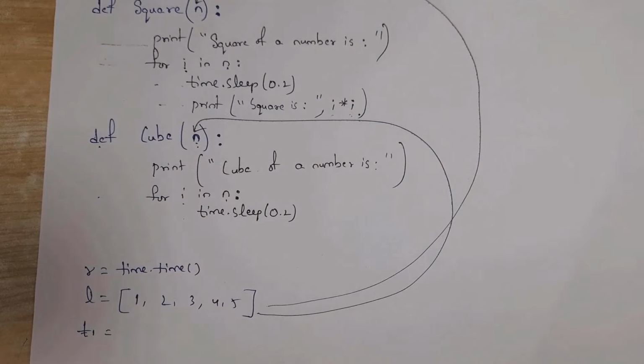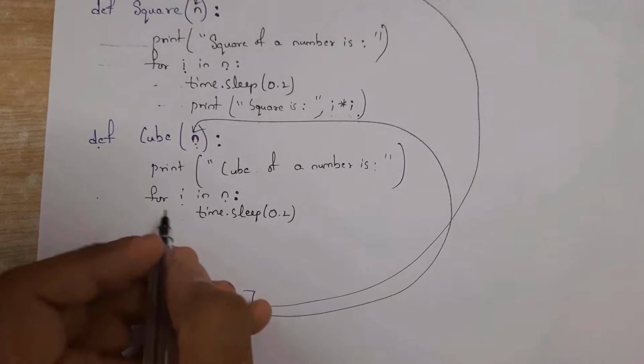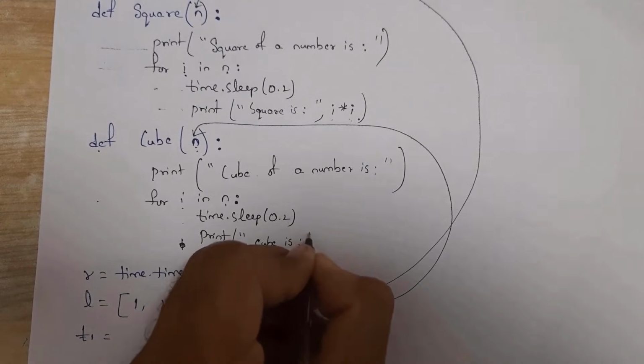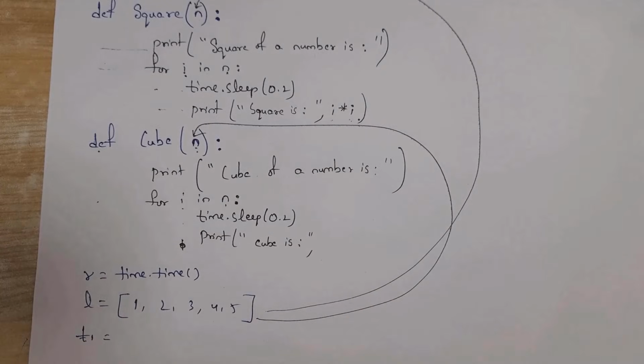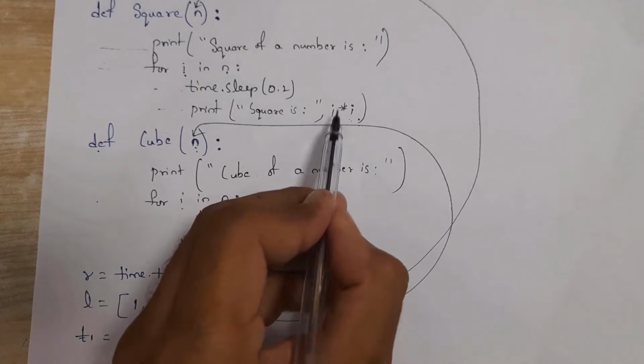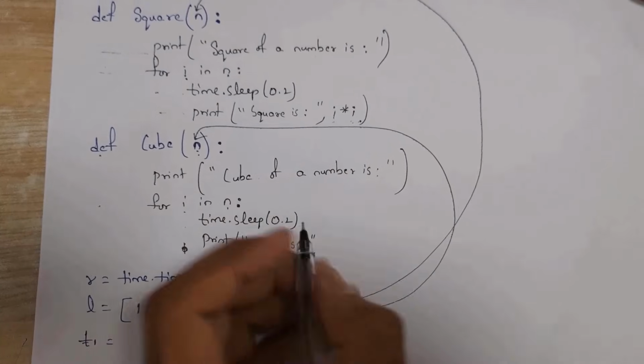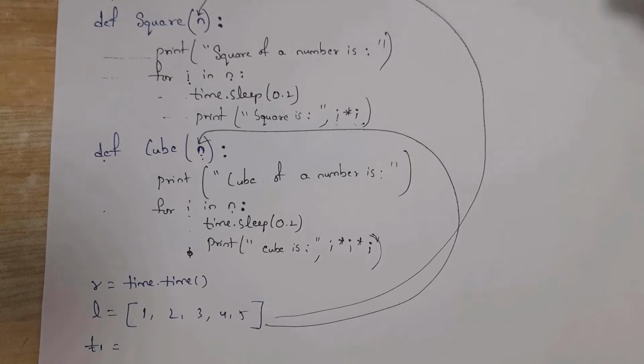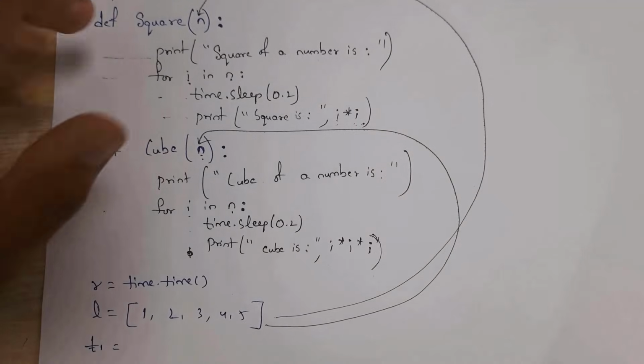Now I am writing statement in order to print cube. So just write here. So follow indentation. Print cube is quotations close comma. How can we find cube? Here for square, I am using I into I. Similarly for cube, I into I into I. So close bracket.